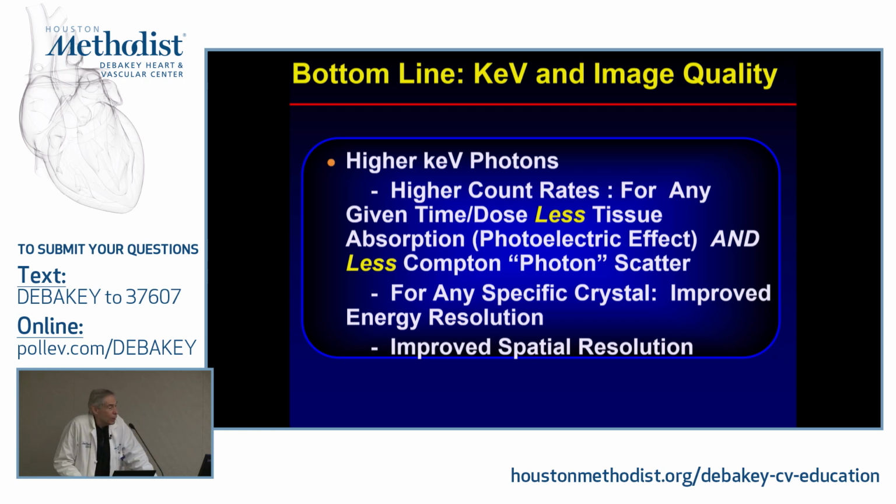Okay, so higher energy photons tend to pass through material, but they have less Compton scatter. We already talked about that, like the 140 keV of technetium versus the 72 keV of thallium. But the most important thing about photons and about keV is that the higher the keV, the better the energy resolution.